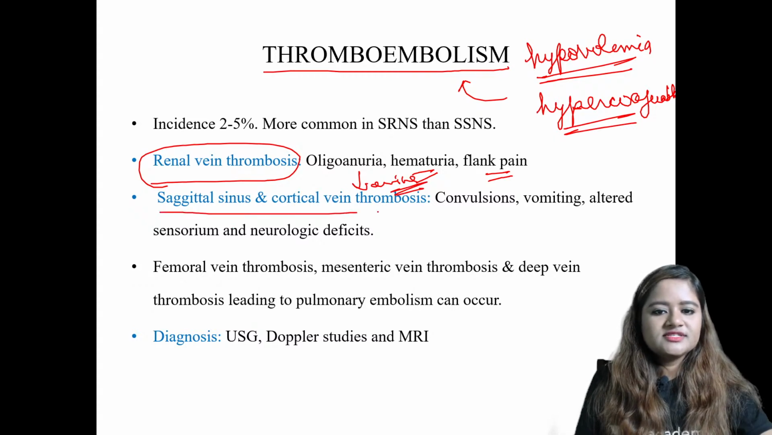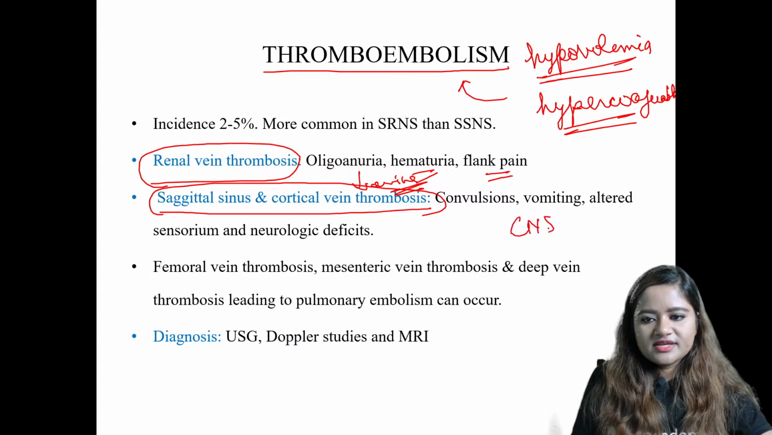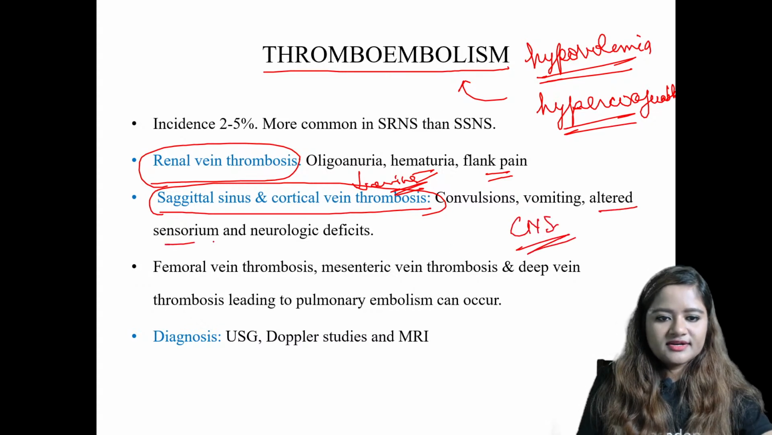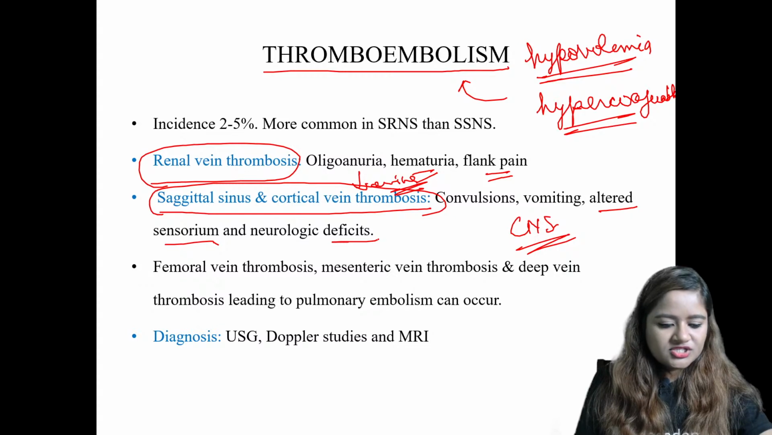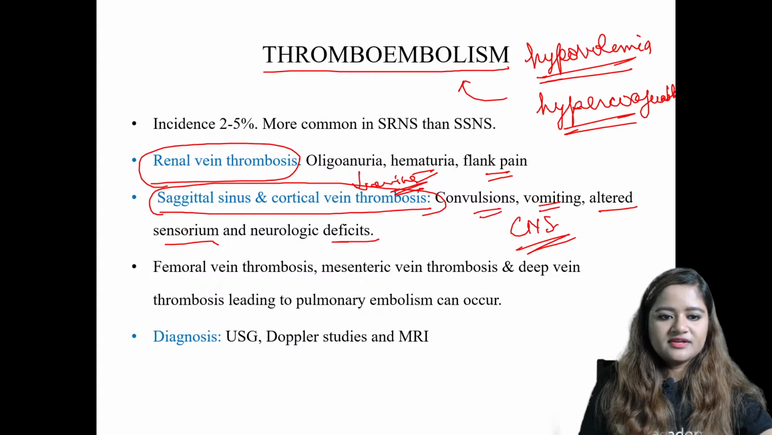What other complication can there be? CNS thrombosis. If sagittal sinus thrombosis happens in the patient, suddenly there is going to be CNS compromise. What will happen? The child will go into altered sensorium, can have neurological deficits like hemiparesis, can have convulsions, and raised ICP, right?